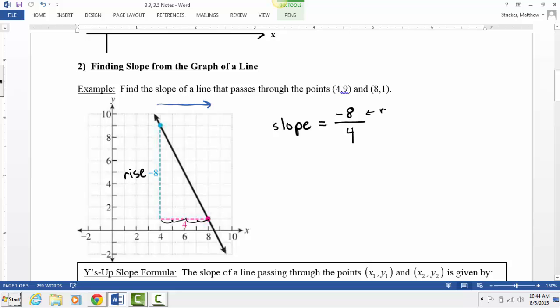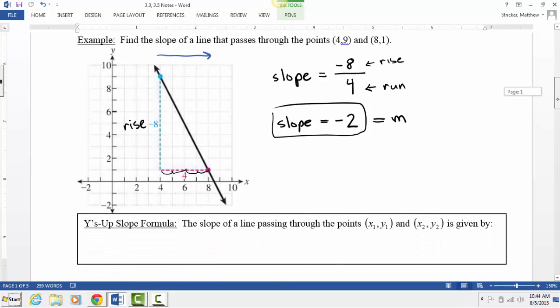So this is our rise, and this is our run. And of course this does simplify. -8 over 4 is -2. So our slope in this case is -2. And you can always tell that just from looking at a picture. Another important thing that you're going to want to know is that we give a variable to always represent slope, and it is the variable m. So anytime you see m equals something, it's really code for saying that's what the slope is.